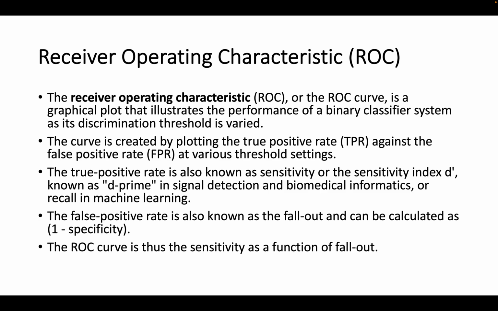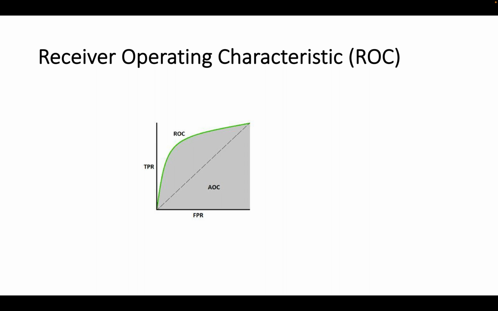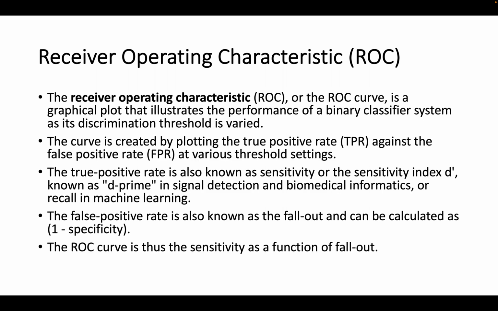In signal detection and biomedical informatics, okay. Recall in machine learning. So they are saying the false positive rate is also known as fall out, and can be calculated as one minus specificity. The ROC curve is thus sensitivity as a function of fall out.